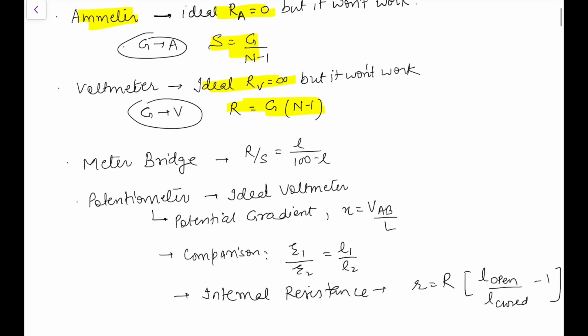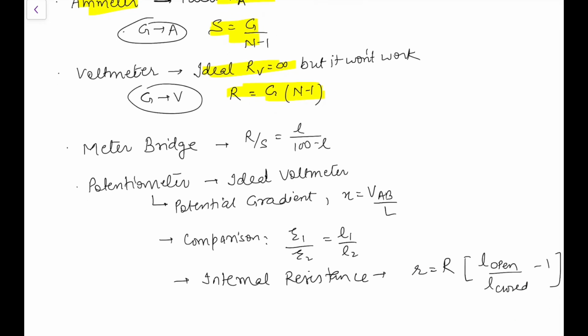Then you have a meter bridge, which is a balanced Wheatstone bridge condition utilizing device, and here we have the resistor in the left to the right gap. Ratio would be L upon 100 minus L. L will be in centimeter. Potentiometer is an ideal voltmeter used to compare EMFs or to measure the internal resistance. The important thing here is the potential gradient, that is X is VA by L, and smaller the potential gradient, we say it is more sensitive.